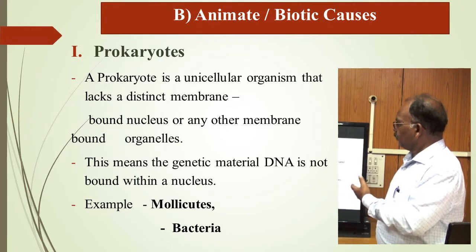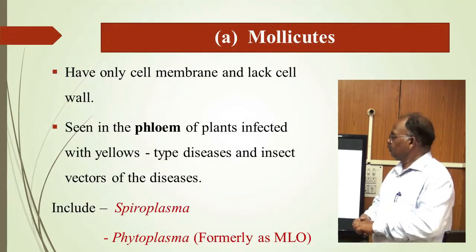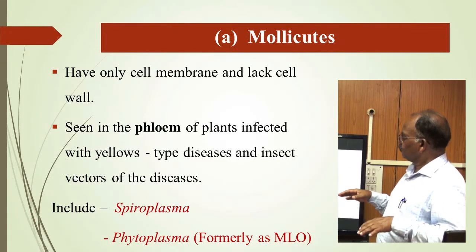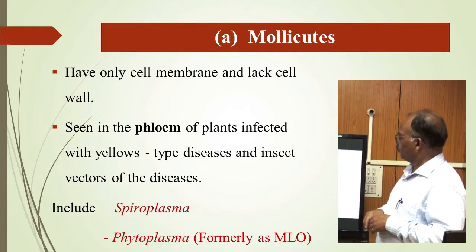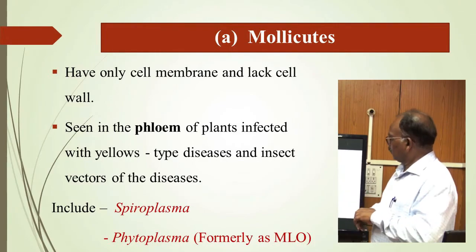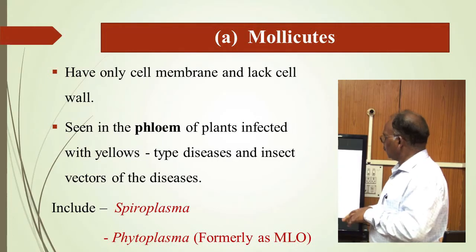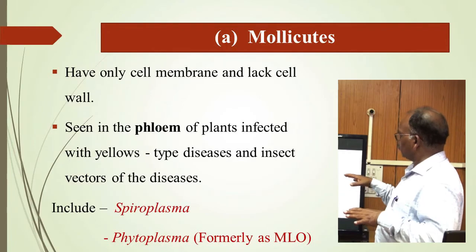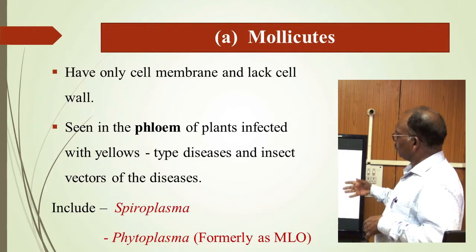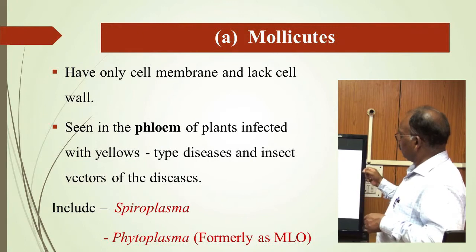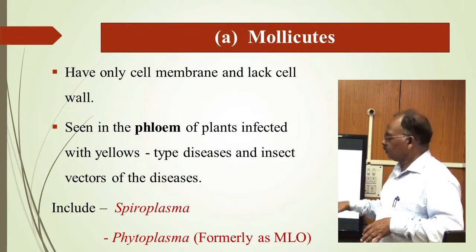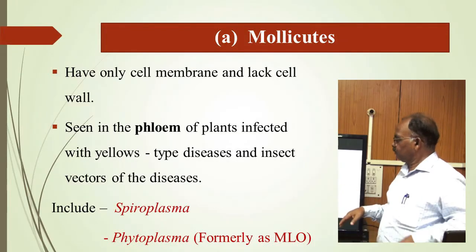Prokaryotes include mollicutes and bacteria. Mollicutes have only a cell membrane and no cell wall, and they are present in the phloem of infected plants with yellows diseases, and insect vectors of the disease. Yellows disease is characterized by yellowing of the leaves, reddening of the leaves, small leaves and short internodes. All these are characteristic features of yellows diseases. It includes Spiroplasma and Phytoplasma.